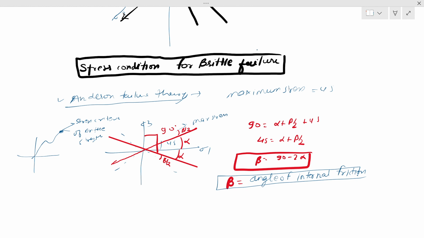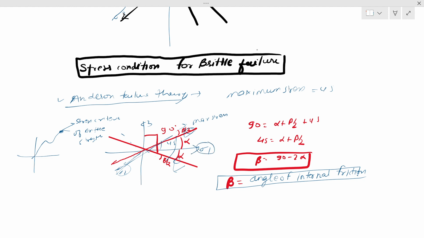sets of planar shear fractures are formed. So these two planes are formed there, and the fractures intersect in a line parallel to the intermediate principal axis. So this is the intermediate, this is the sigma 2. So these two lines are also parallel to the intermediate principal axis. The angle between these two fractures is bisected by sigma 1.